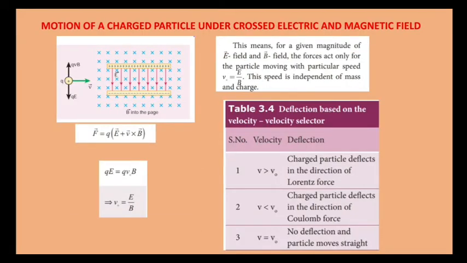Motion of a charged particle under crossed electric and magnetic fields. So next one, the charged particle moves in electric and magnetic fields. So what will its velocity be? F is equal to the force acting on the charged particle, which is the electric field and magnetic field. So F is equal to q E vector plus v vector cross B vector. So qE is equal to qvB.